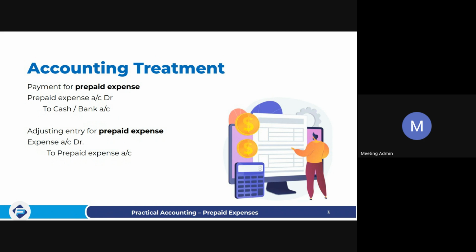Just take it as an example, a 1,000 pack will be 1,000 rupees. So you are going to bifurcate how much the cost is for 1 month. That is what is called an adjustment entry. You are going to bifurcate and cross-verify.